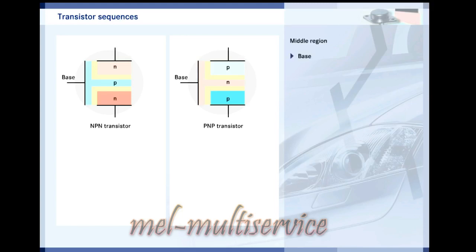The middle region is called the base. The two outer regions are differently doped. The lightly doped region is called the collector. The more heavily doped region is called the emitter.